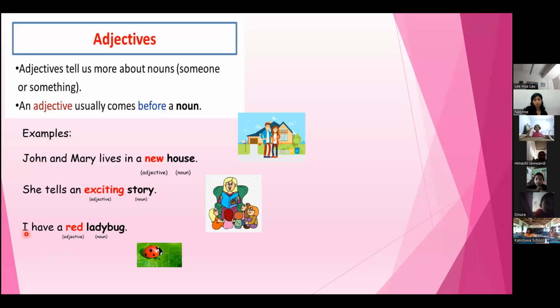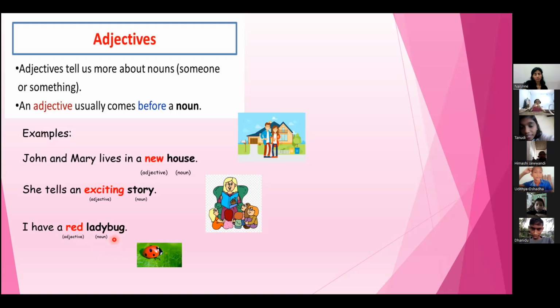Okay. Can you read the sentence, please? I have read Ladybug. Very good. So can you please tell me the noun? Ladybug. Okay. What kind of ladybug? Red ladybug. Yes. So it helps us to understand all about this ladybug a little bit better. Very good. Well done, children.